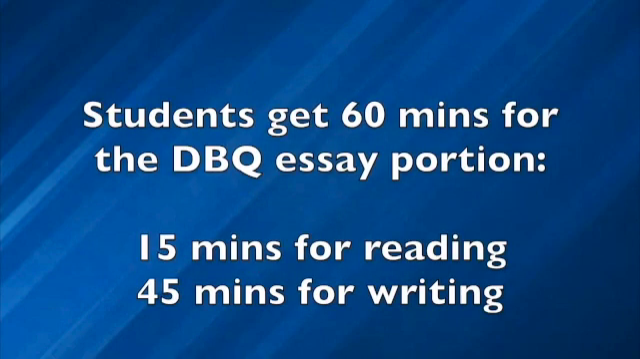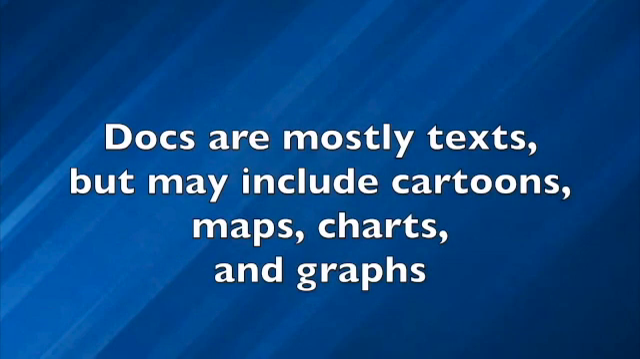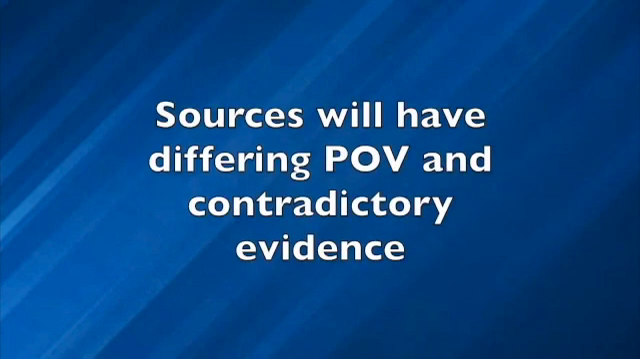Students have no choice of questions, but they are given 60 minutes to write their answers. Directions suggest that students use the first 15 minutes to read and study the 7 documents because they are the essential focus for this kind of question. These documents include mostly text, but they will usually include one or more images such as cartoons, maps, or graphs. These sources will include differing points of view and often contradictory evidence.